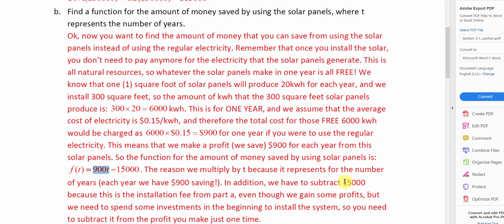The reason that we subtract $15,000 is because this is the installation fee from part A. Now, even though we gain some profits, we need to spend some investment in the beginning to install the system. Okay, so you need to subtract it from the profits you make just one time. You just need to subtract it one time only, because you spend this much money to build a system, and this is the profit. The gain for each year, $900 per year multiplied by T, but you still have to subtract the cost that you used to install the whole system.